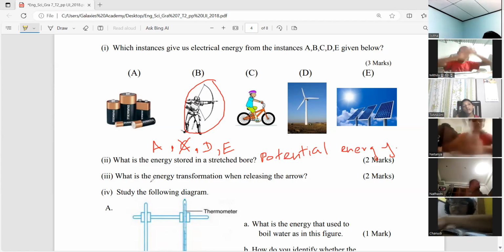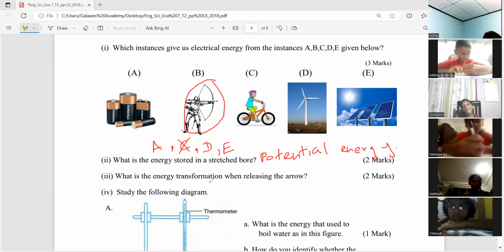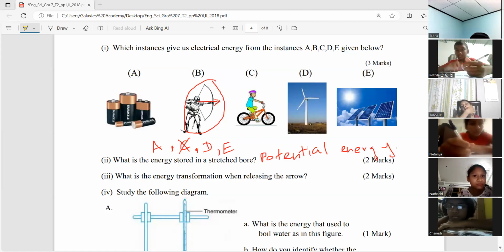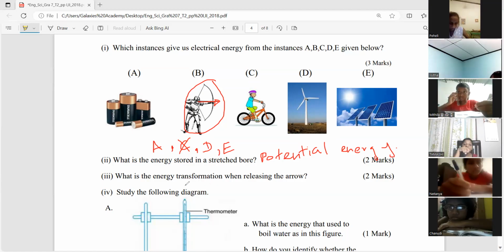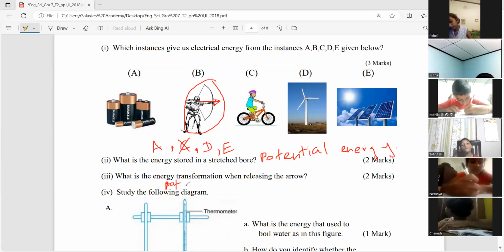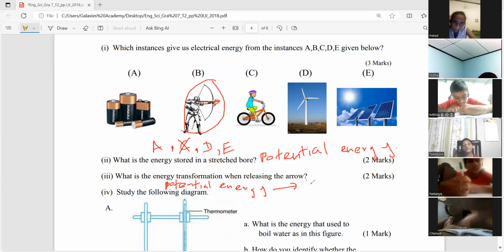Right. The third part, look at what is the energy transformation when releasing the arrow. Arrow means this one. When releasing the arrow, what is the energy transformation? Potential energy to kinetic energy. Yes, the correct answer: potential energy converts into kinetic energy.